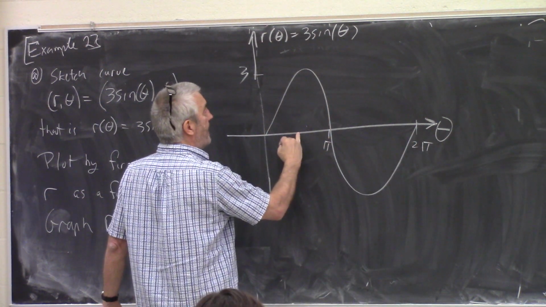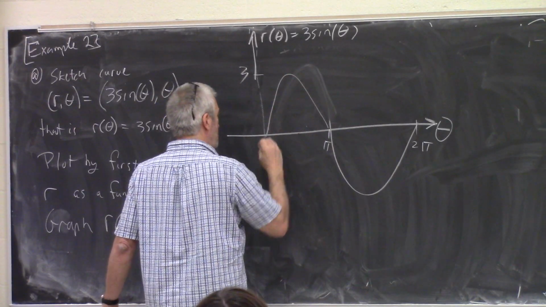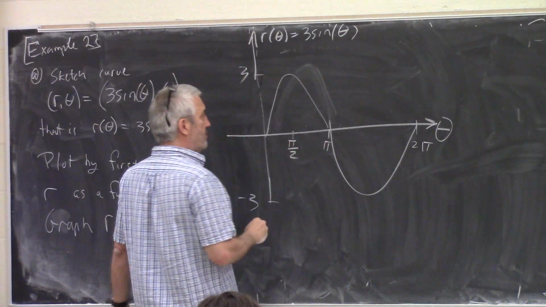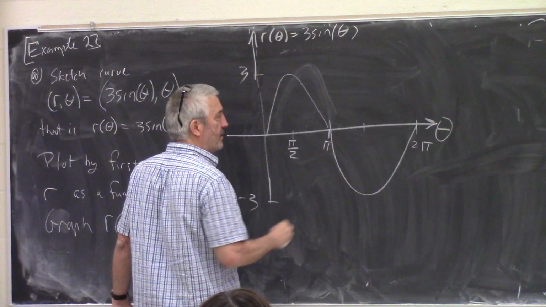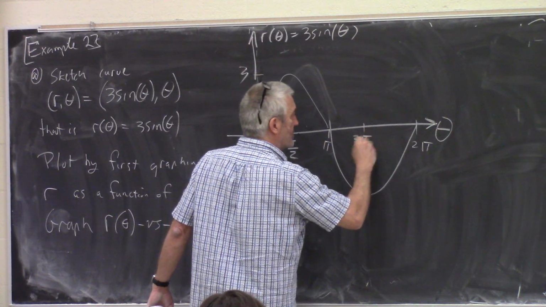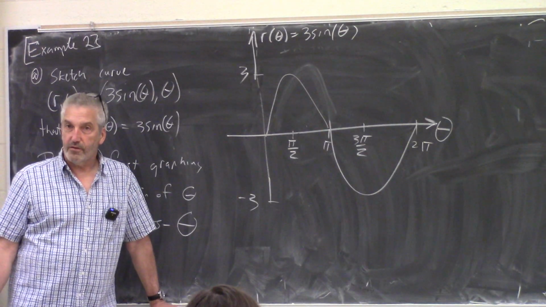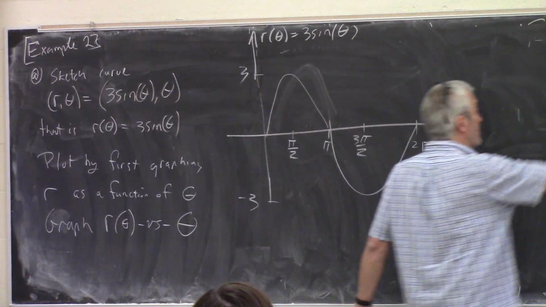Where does this peak happen? Pi over 4. Yes, pi over 4. You're right. No, pi over 2. You're wrong. Where does this trough happen? 3 pi over 2. So there's our graph. Now how are we going to use that to make a plot in the xy coordinate plane?